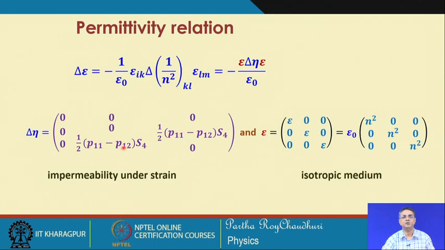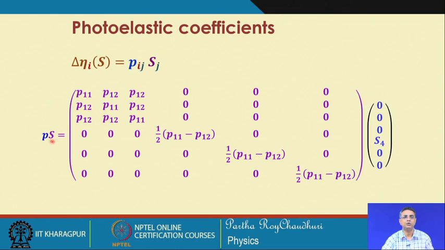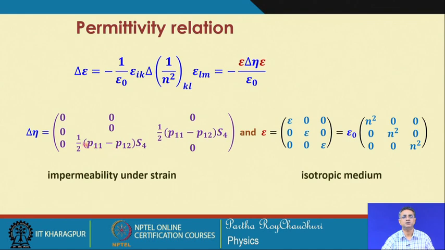So, delta eta is equal to this, only delta eta 4 will be there, because you have seen that this will give you delta eta 1, delta eta 2, delta eta 3, delta eta 4. So, this delta eta 4 will be the only non-zero one, which will occupy these two positions in the impermeability change matrix. And then because it is an isotropic medium, this is the form of the permittivity tensor, and this. So, this is the impermeability tensor under strain, this is the isotropic medium property.